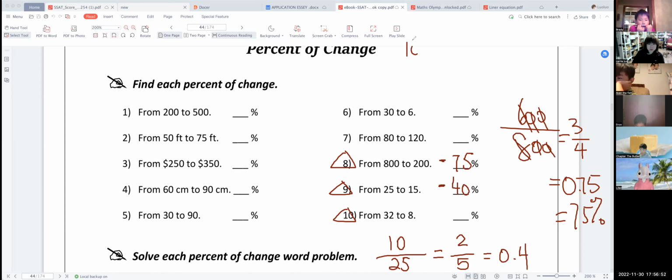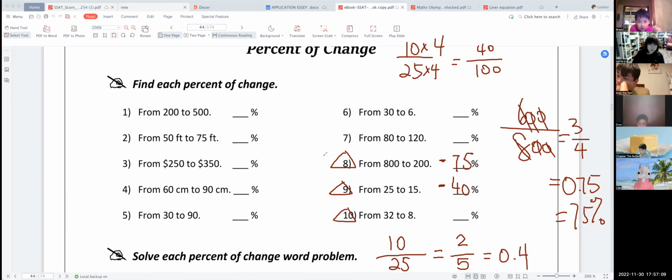Or if you don't want to do it that way, there's also another way. In order to make the percentage, I need to make the bottom 100. So that means times 4. And this is also times 4, equals 40 over 100, which is 40%.